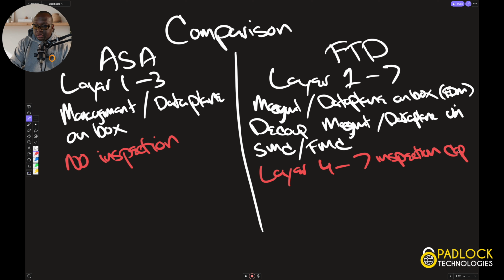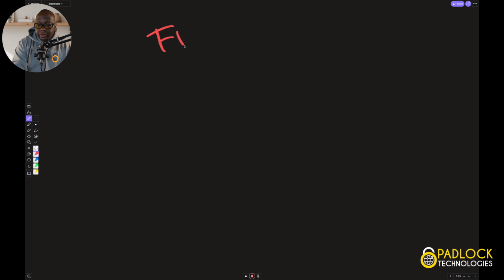There's a lot more comparison, but now I'm going to jump off the ASA because they're still in the wild, but they're slowly but surely getting deprecated. And then we're going to talk about certain functions. Now, one of the things I'm going to talk about is the FTD access control policy.